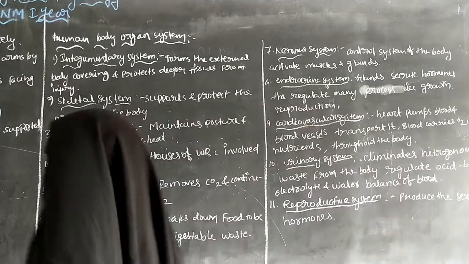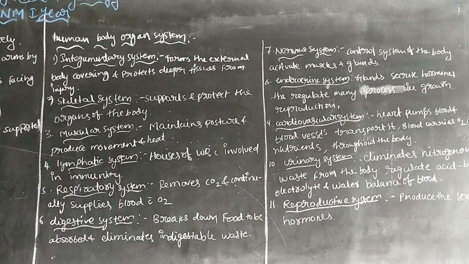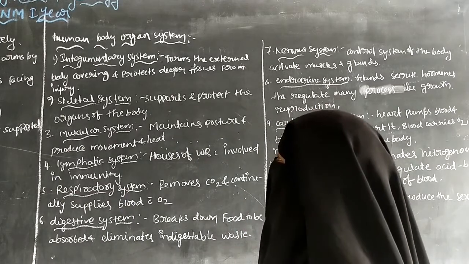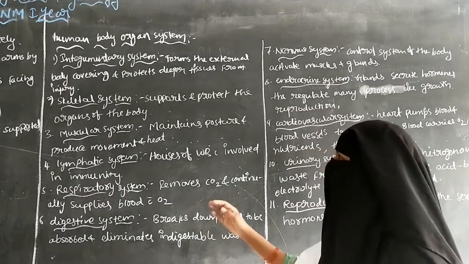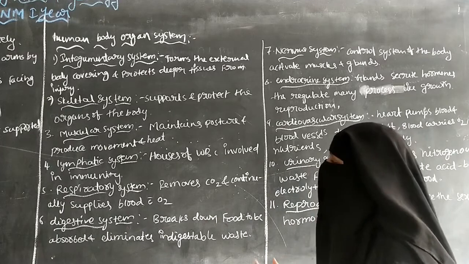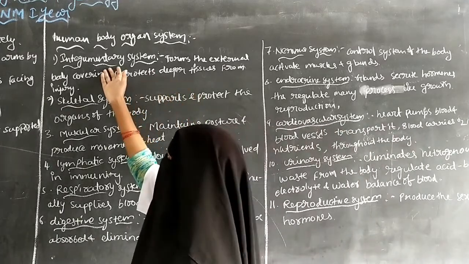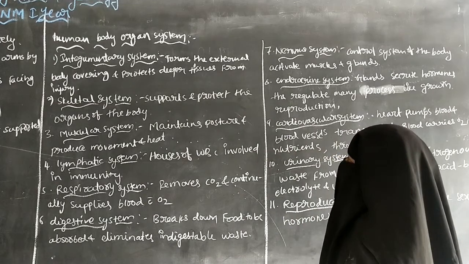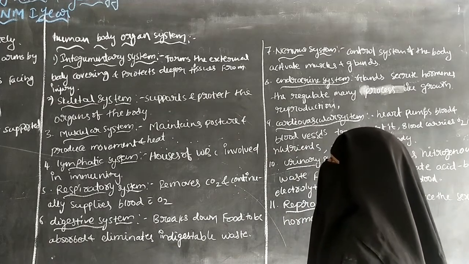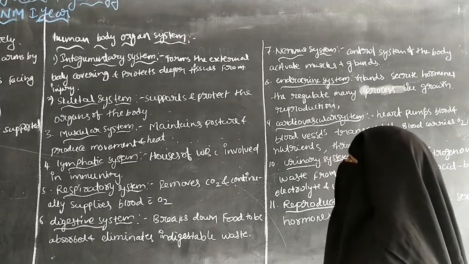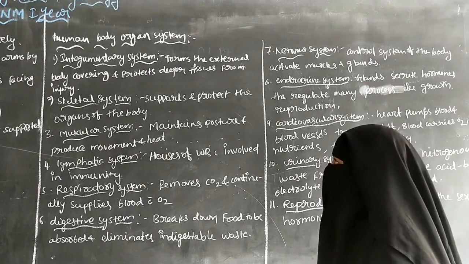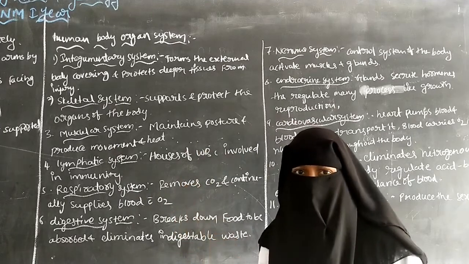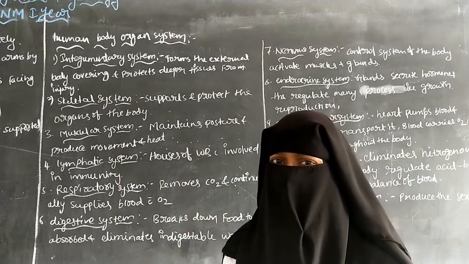So next we are going to discuss the human body organ systems. The human body organ system consists of 11 systems. The first one is the integumentary system. The integumentary system forms the external body covering and protects deeper tissues from injury. It includes the skin, nails, and hair.